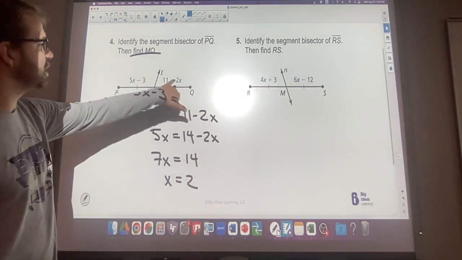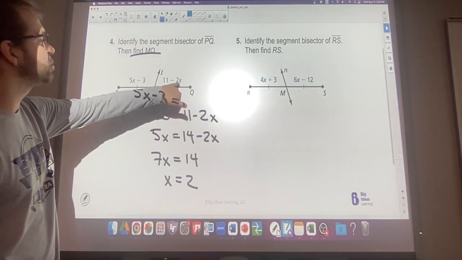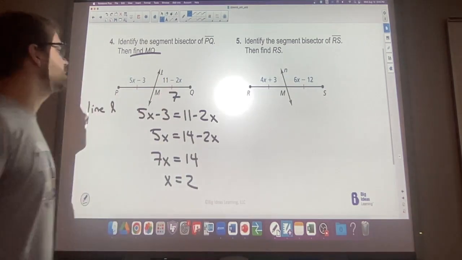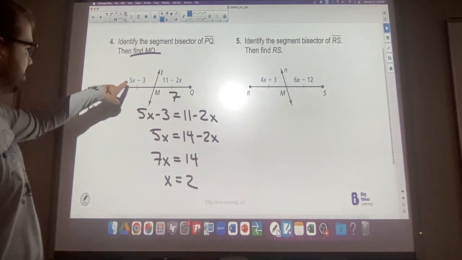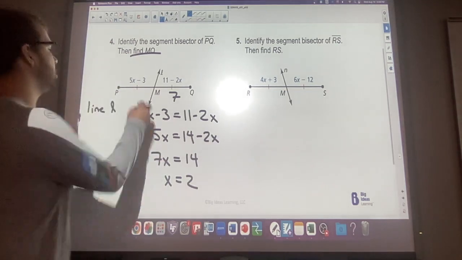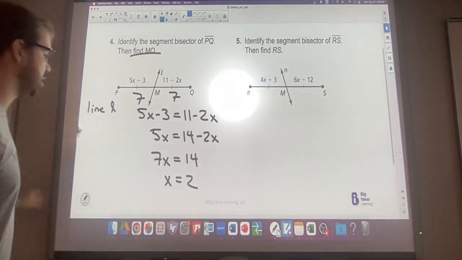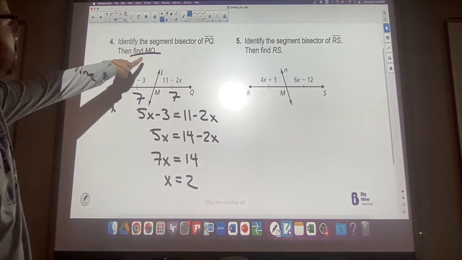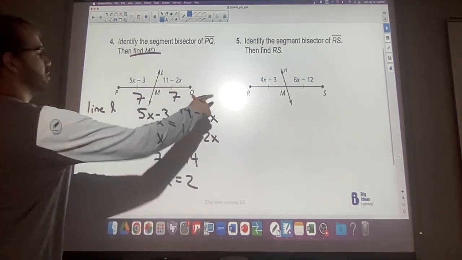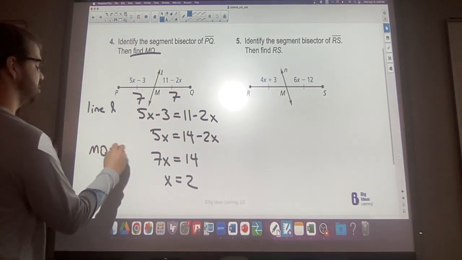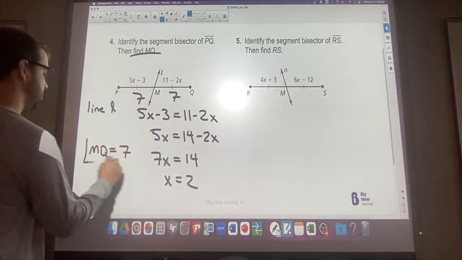If I plug this back in, I get 2 times 2 is 4. 11 minus 4 gives us 7. And let's just double check the same thing over here. We do 2 times 5, which is 10, minus 3 is also 7. And we get MQ. Oh no, sorry, they just want MQ, they don't want the full thing. MQ, this here, would just be 7. That's why it's important to read what they want.